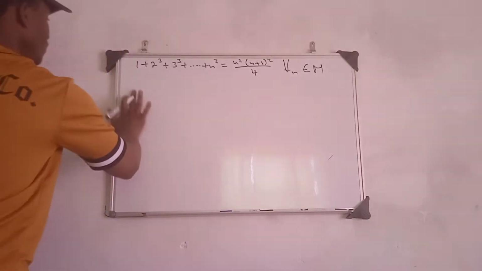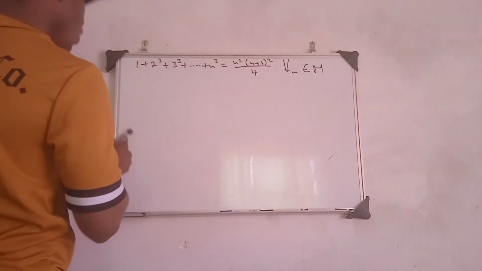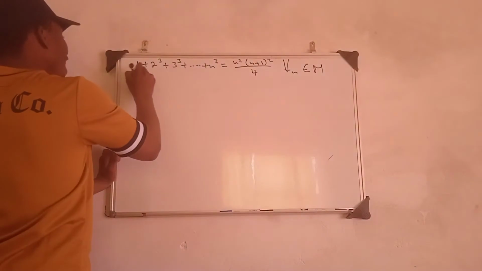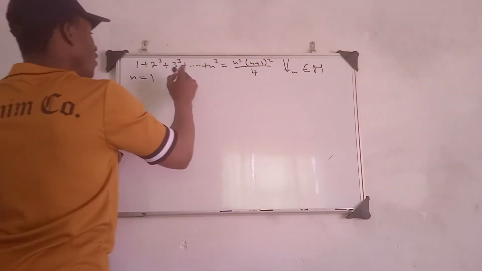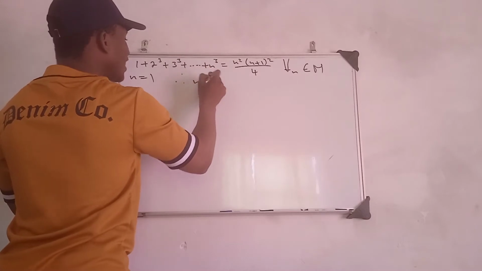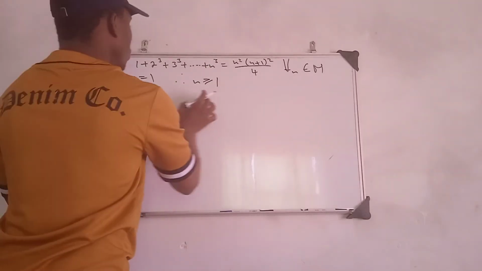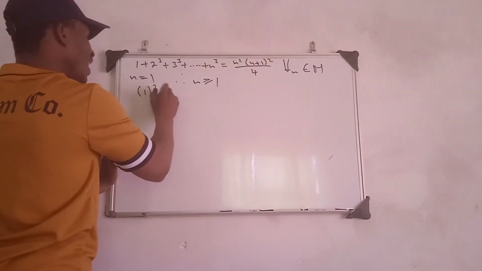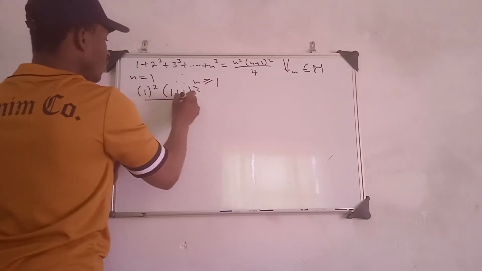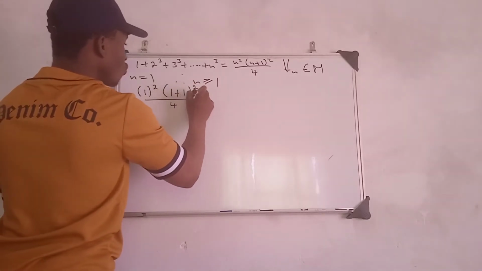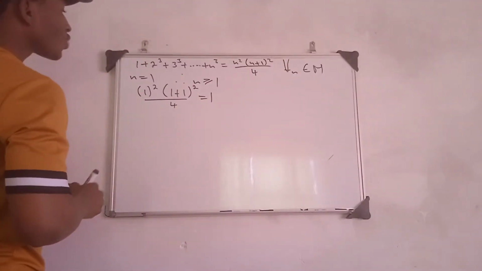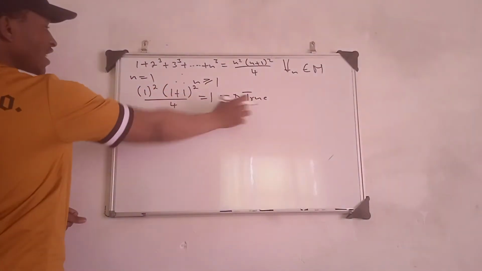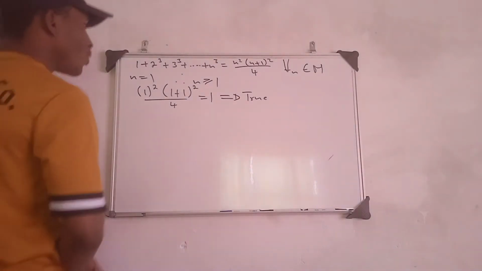Sorry guys. So we are still going to use our hypothesis. We are going to assume n equals 1, for n greater than or equal to 1. So we are going to substitute 1 there, and we get 1. So this is true. And if this statement is true, we can go and make our hypothesis.